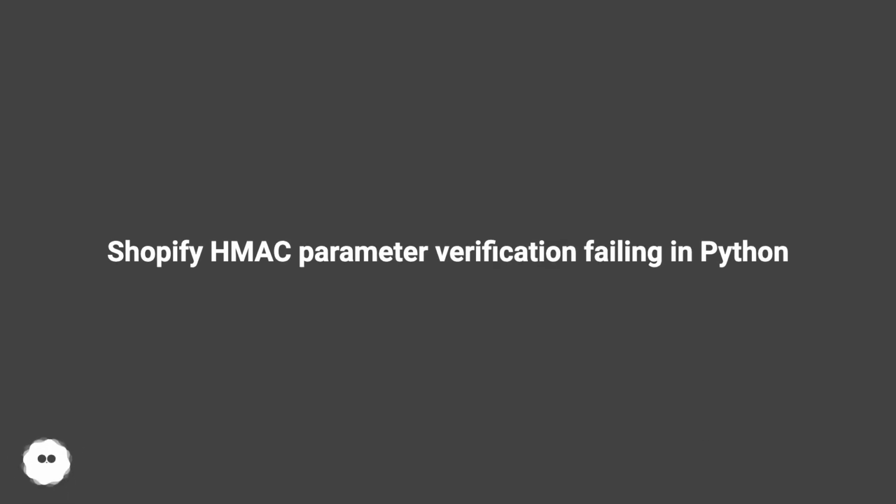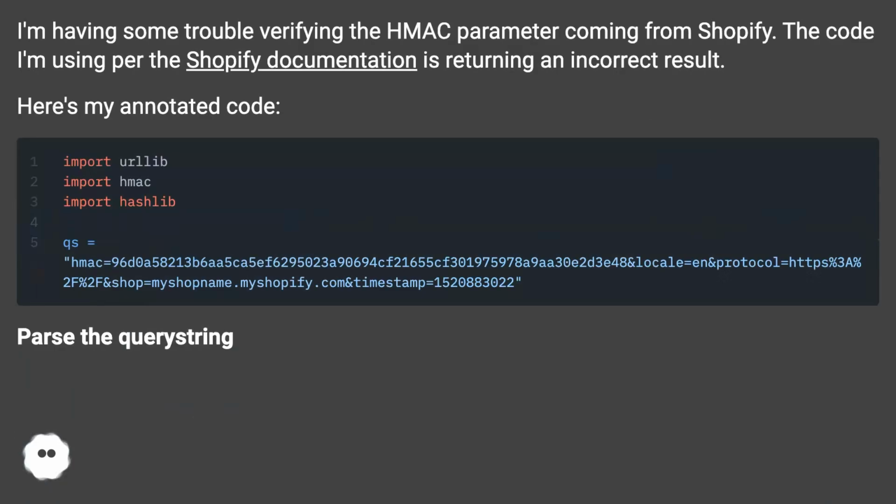Shopify HMAC parameter verification failing in Python. I'm having some trouble verifying the HMAC parameter coming from Shopify. The code I'm using per the Shopify documentation is returning an incorrect result. Here's my annotated code.